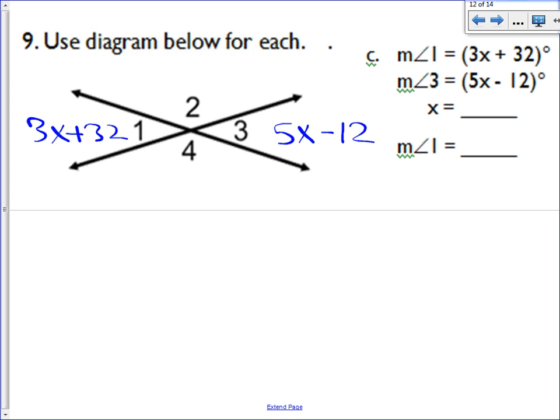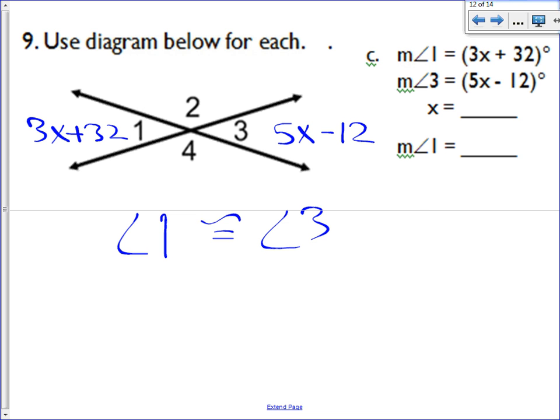Now, some students, at least some of my students, when they do problems, they always try to do the same thing for each diagram, instead of looking at the diagram and figuring out what the relationship is between the 2 or 3 angles, or the angles that you're dealing with. So what's the relationship between angle 1 and angle 3?